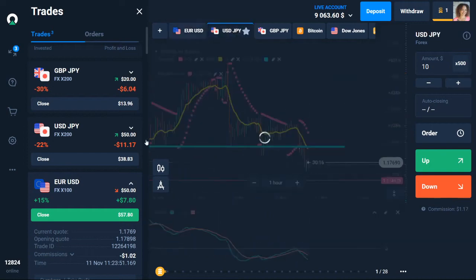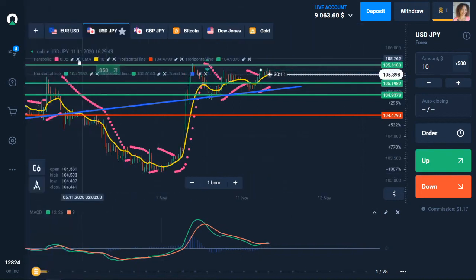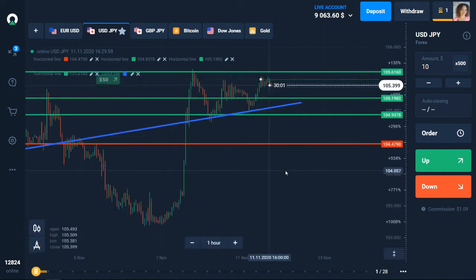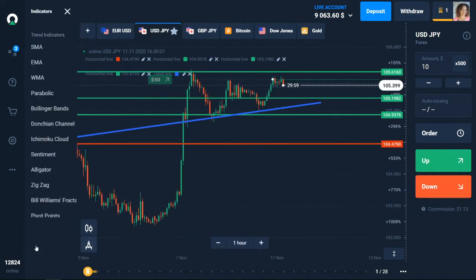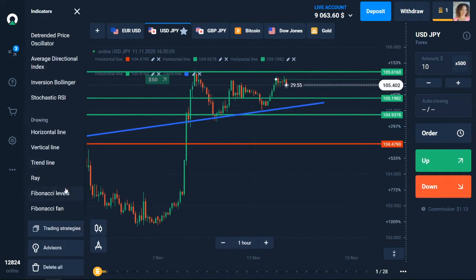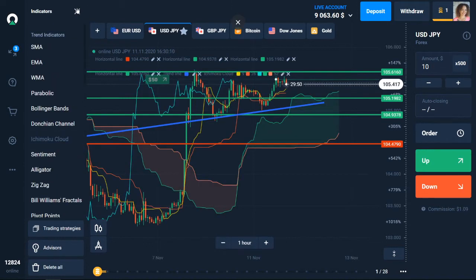What I wanted to show you here is I'm going to go ahead and remove these indicators. I'm going to remove the parabolic SAR and the MACD. One of my favorite indicators that I like to use is the Ichimoku cloud. I just want to explain myself, and I want to show you what I am working with.